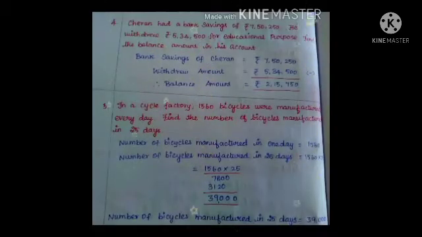Okay, now the next question. Charan had a bank saving of rupees 7,50,250. He withdrew rupees 5,34,500 for educational purposes. Find the balance amount in the account. So for the balance amount, what do we want to do here? Of course, we want to do the subtraction only. First we want to write the total amount, that means the saving amount.